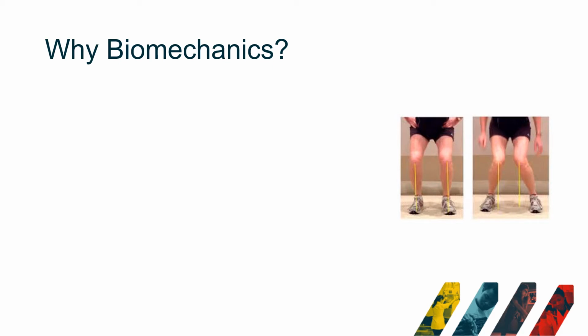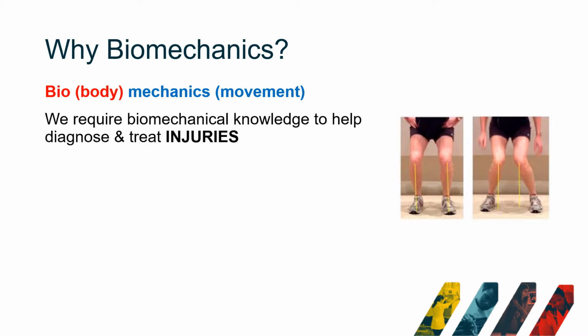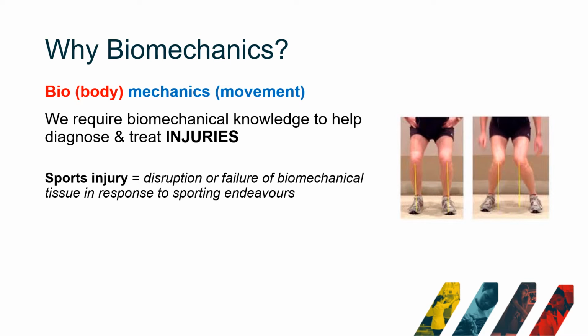Okay, so what do we mean by the term biomechanics? Well, essentially, bio just means body and mechanics means movement. So we might require knowledge about movement of the body to help us diagnose and treat injuries. And a sports injury is defined as disruption or failure of biomechanical tissue in response to sporting endeavours. And by biomechanical tissue, all we mean by that is the different tissues within the body, such as cartilage, muscle, tendon, and things like that.